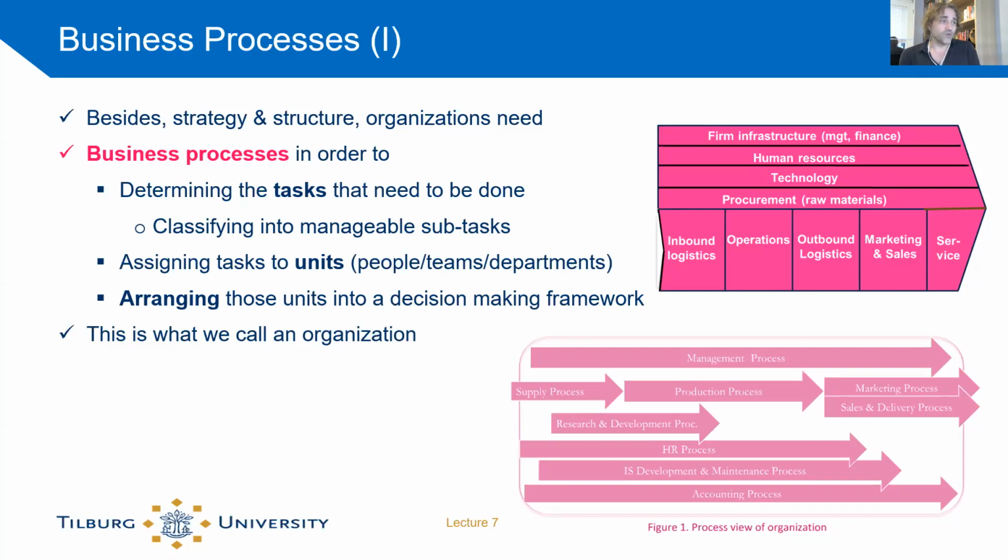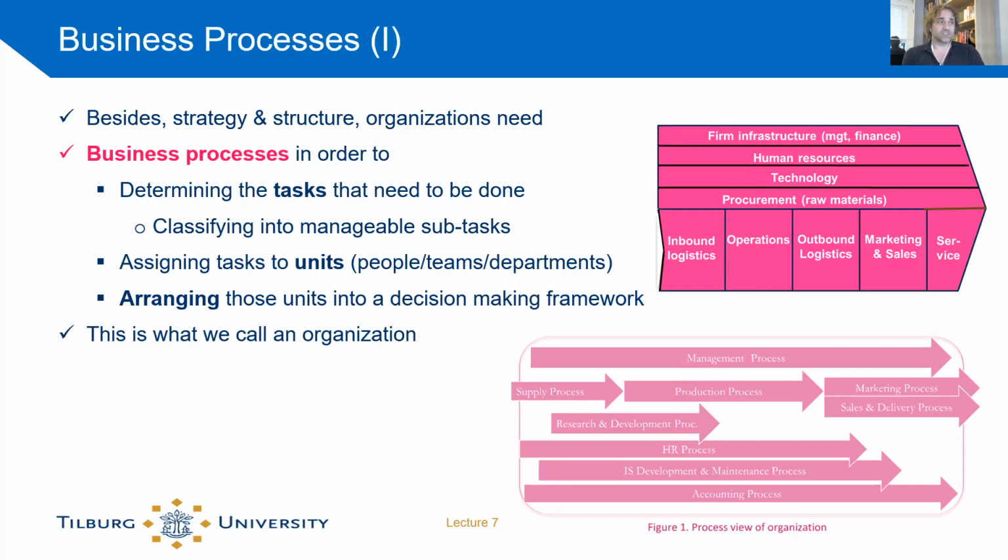You need to assign those tasks to units, can be teams, people, departments, and then you have to arrange those units in a decision-making framework. Sounds complicated, but it basically means you need to do this first, then you need to hand over the task to someone else, and then that other person needs to work on the second part of the task. So that's a decision-making framework, so the task goes from start to finish in a specific order. And basically that is what we call organizing, and that is an organization of a business process. So that's basically where the word organization comes from.